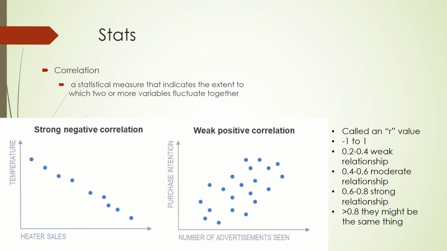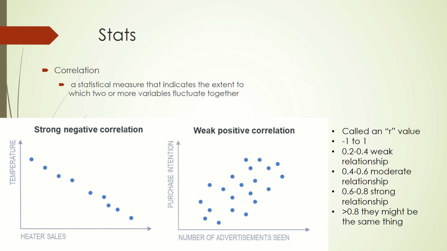Next thing, correlations. And I need to go a little bit faster. Correlation, if you've had me in other classes, I always talk about correlations because they're fairly fun to run. And I always give the same values for these. It's just a statistical measure that indicates the extent to which two variables fluctuate or move together.